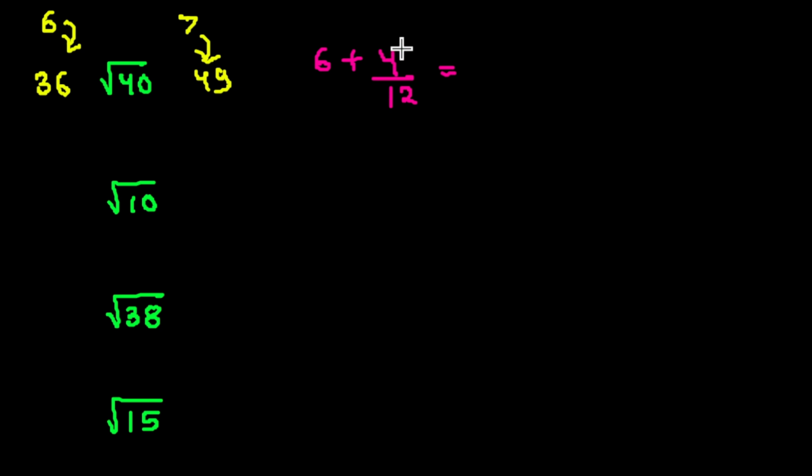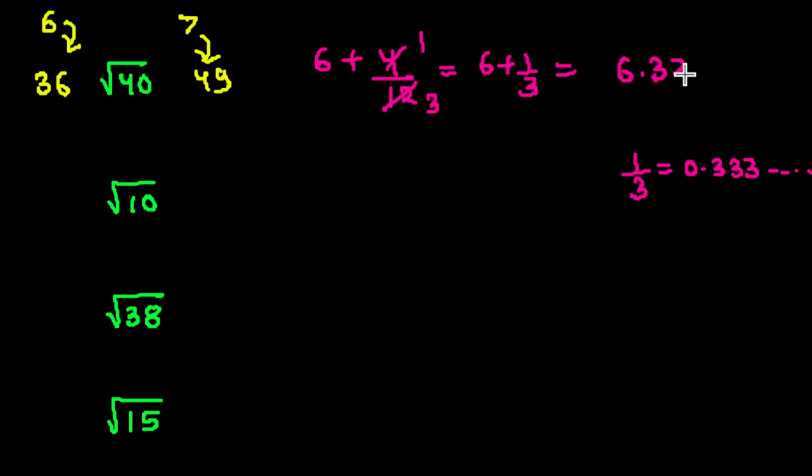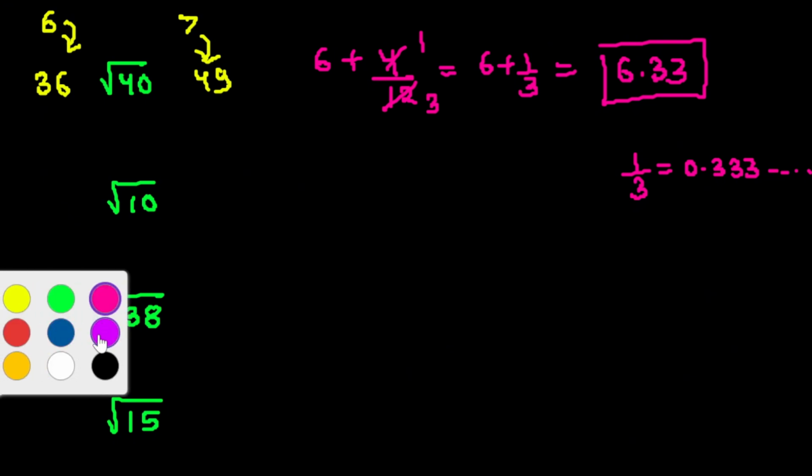Now if I simply cancel this, it will be 1/3. So 6 plus 1/3, and these are standard fractions, right? So 1/3 is going to be 0.333 and so on up to infinity. So that's how it works. It's going to be 6.33, and that is the answer for the square root of 40. Now I want you all to pause the video and try to solve for the square root of 10, and then check your answers.